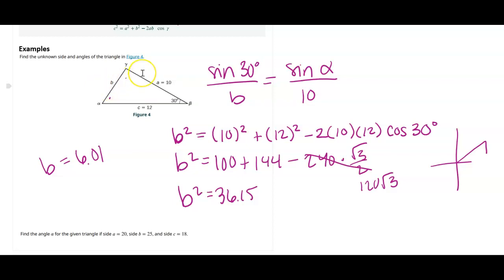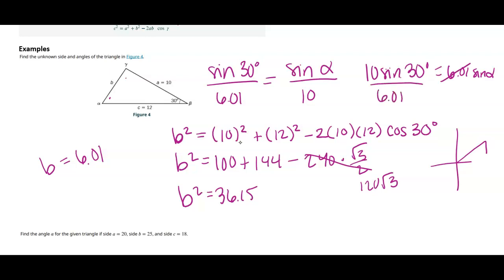Or you could even use law of sines at that point, because now I know b. Actually, that might be what I would do. I know that this is here, and then I can use law of sines versus this, which is kind of yucky to solve. So 10 sine 30 is this here. Divide and then take the inverse sine of this number to find alpha.